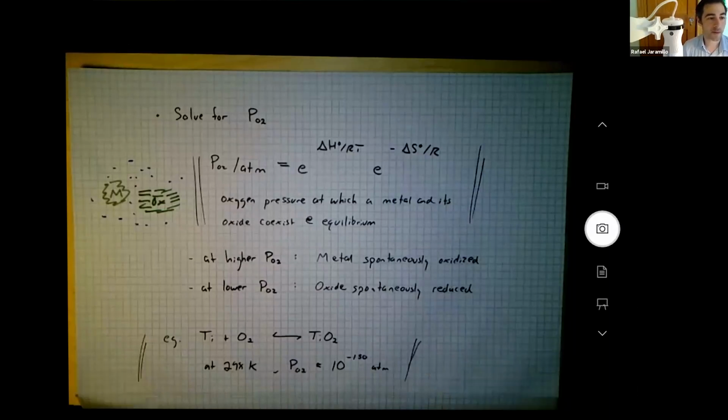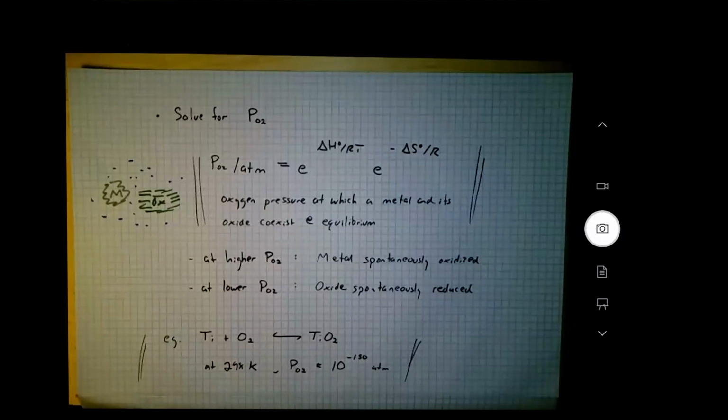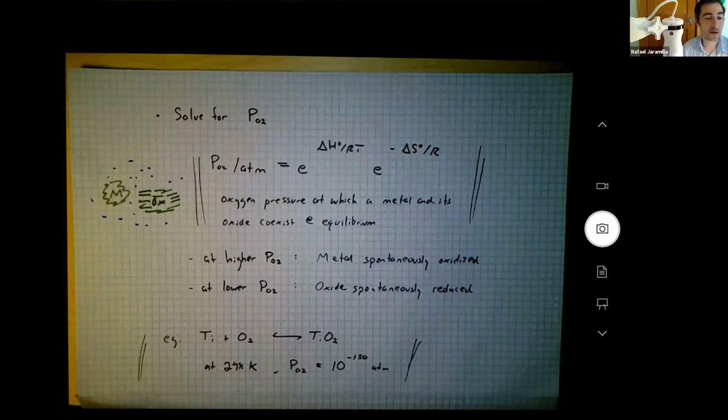What does that mean about titanium metal? It's very favorable for it to oxidize. Titanium metal, if you see it in the air, will actually be titanium metal with a thin layer of its own native oxide on top of it. Because if you were to remove the oxide and wait a split second, the oxide would spontaneously reform.